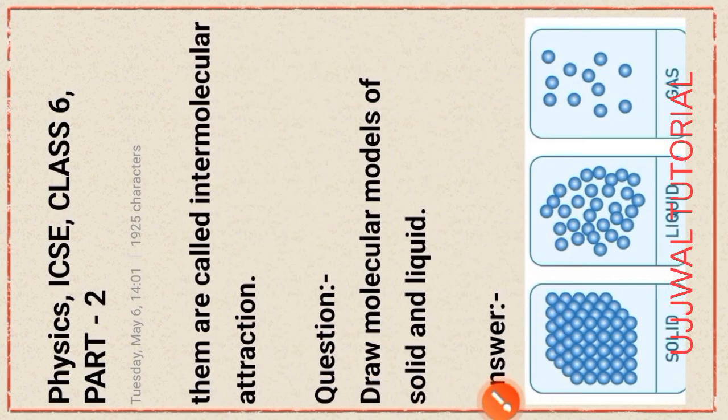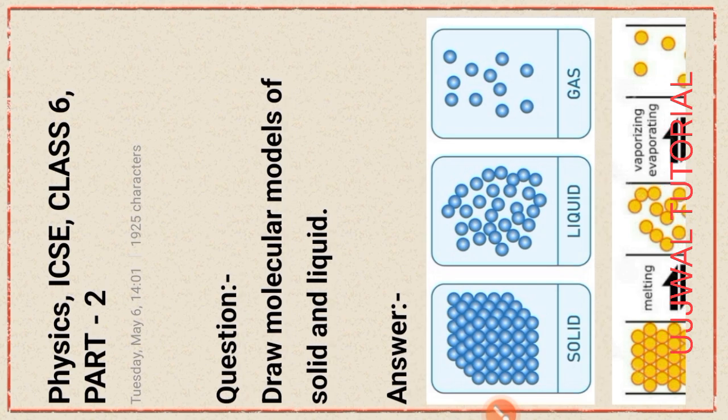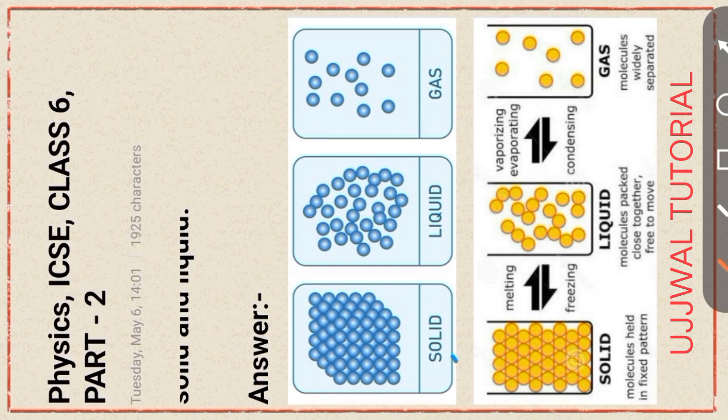Okay, next question. Draw the molecular models of solid and liquid. Okay, show the picture: solid, liquid, and gas. The intermolecular distance of solid particles is very small compared to liquid, and liquid compared to gas. Okay, so solid particles are highly close. Okay, next question.